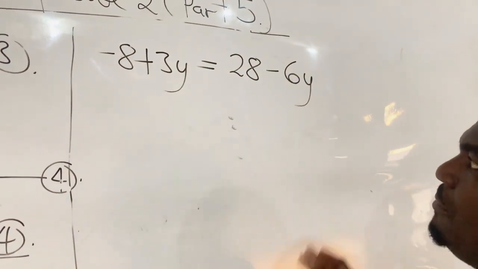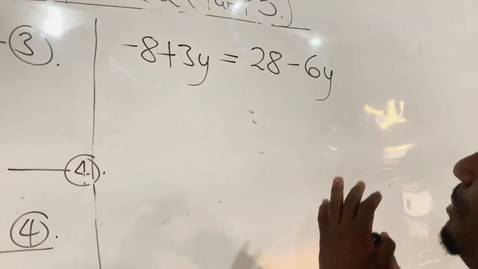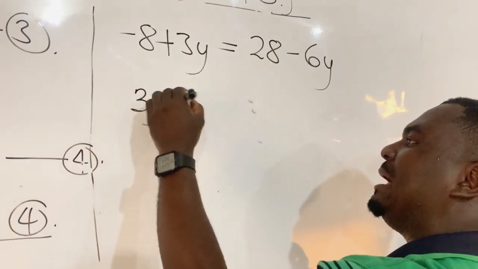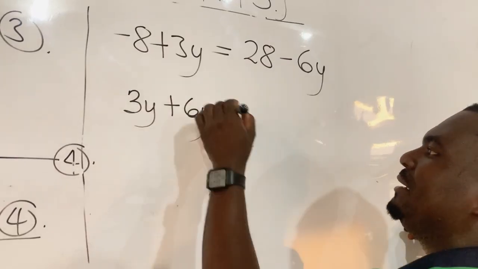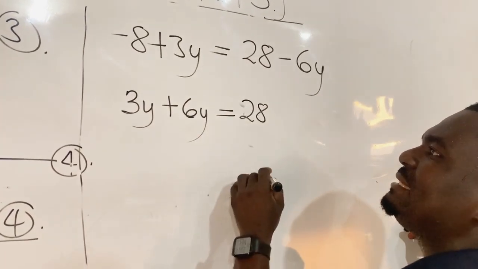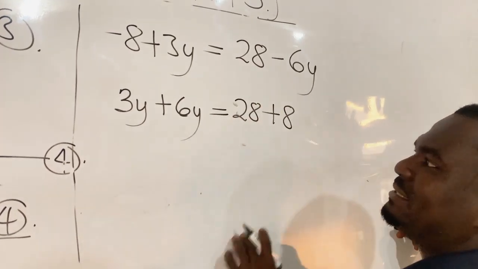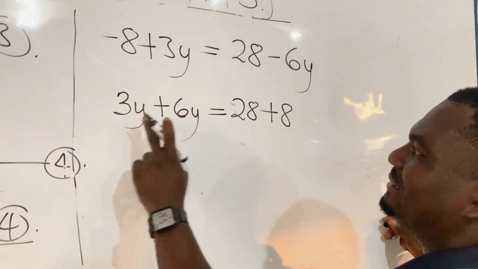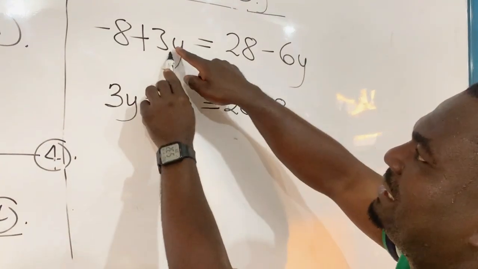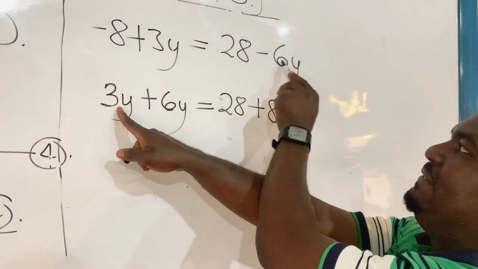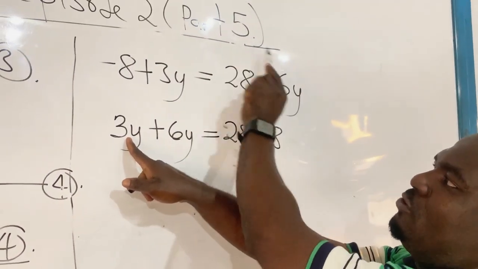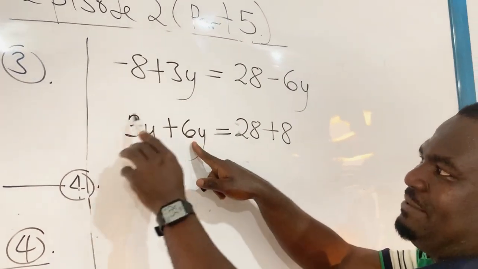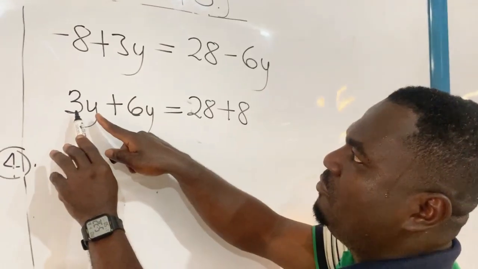So what I'm doing here, I'm going to group like terms. 3y plus 6y is equal to 28 plus 8. So watch here, 3y, this is my 3y. This is negative 6y. So I will transpose this. When it crosses the equal sign, negative will turn positive. I've grouped like terms here, the y variables. I've grouped them.